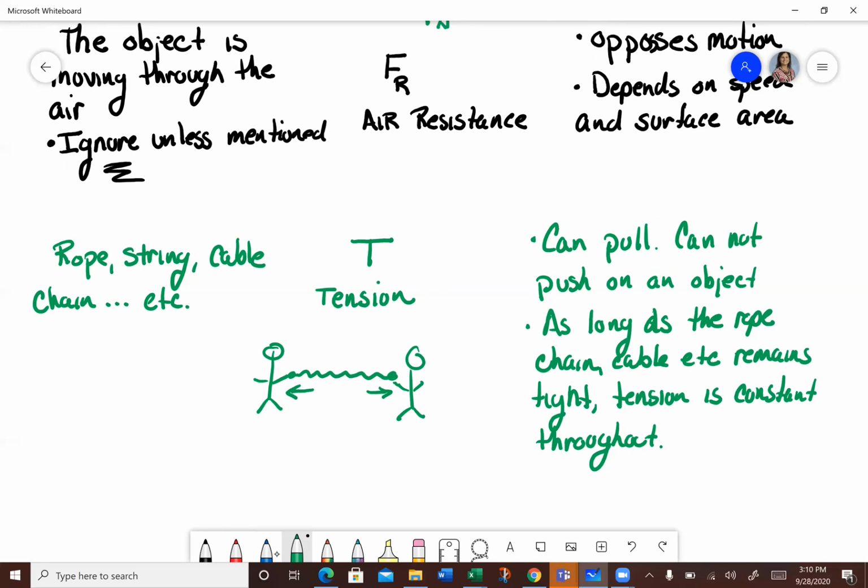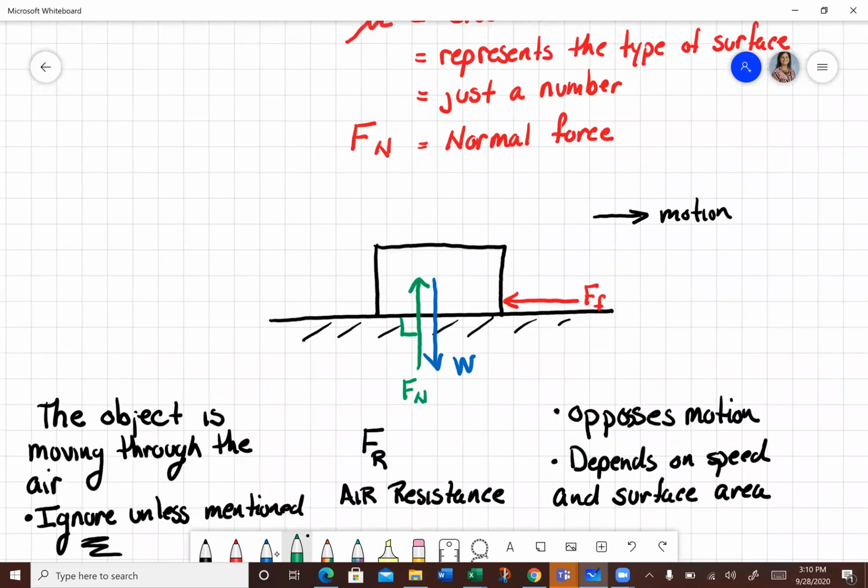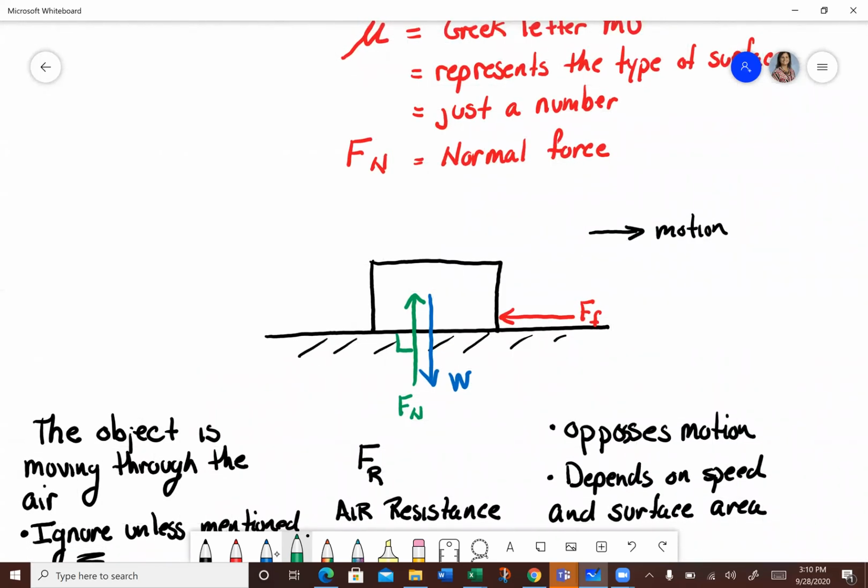So to add that to our picture, we need a rope, chain, or cable. So I'm going to assume that it's moving to the right because I attach some kind of rope, chain, or cable to it, and we'll call that a tension force.